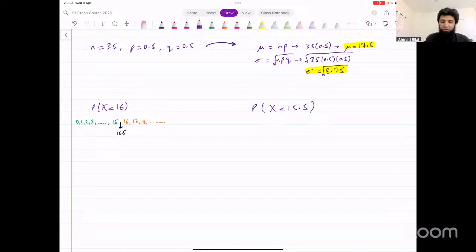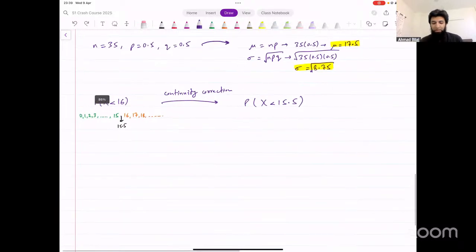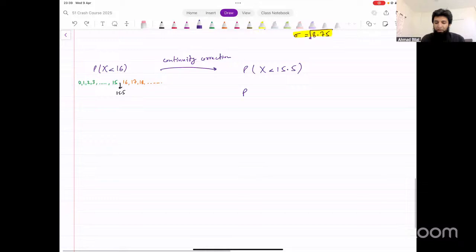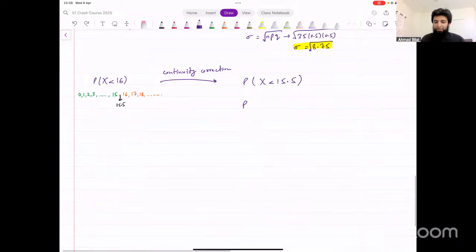This process is called continuity correction. I'll give you more examples of this, but let's complete this question, and then I'll give you more examples of continuity correction, and how to decide whether it's going to become 15.5, 16.5. We will discuss that in a bit more detail. But that's the idea, that it's going to be x less than 15.5 like this. Now, the rest of the process is going to be the same. Now you just find this probability using simple normal distribution. X is less than 15.5.